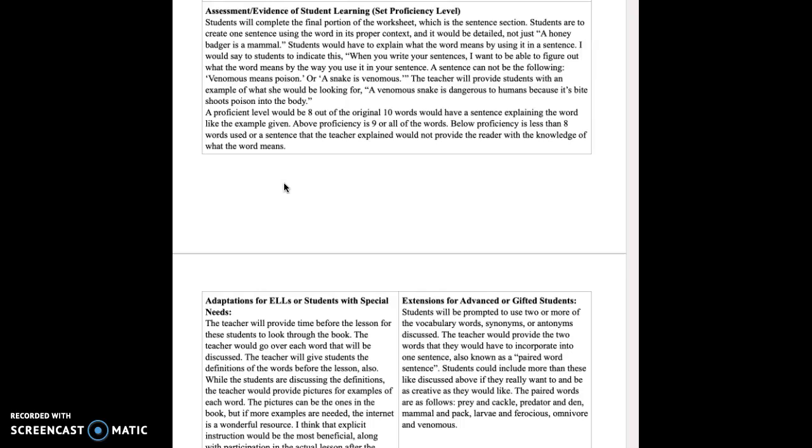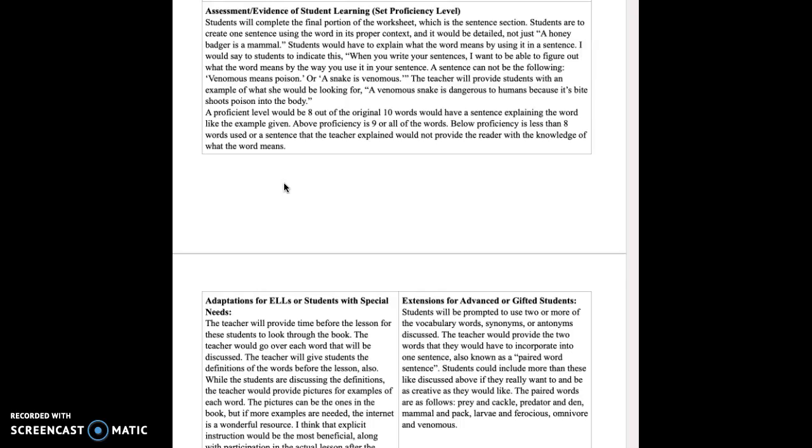I would say to students to indicate this, when you write your sentences, I want you to be able to figure out what the word means by the way you use it in your sentence. A sentence cannot be the following: venomous means poison, or a snake is venomous. The teacher will provide students with an example of what she would be looking for.